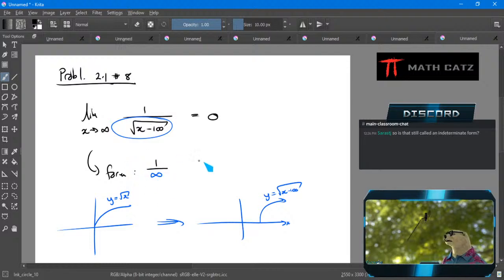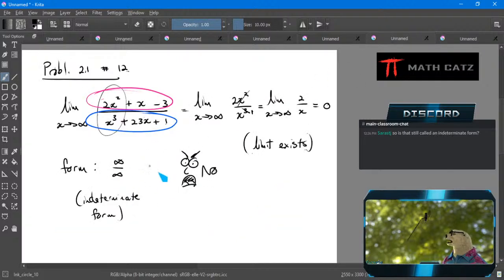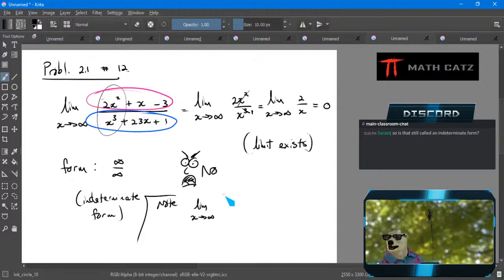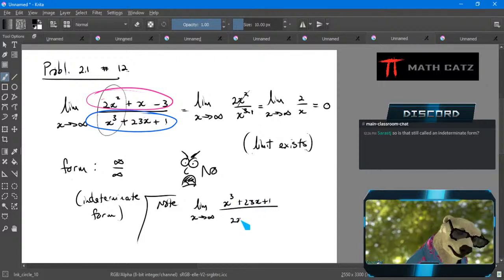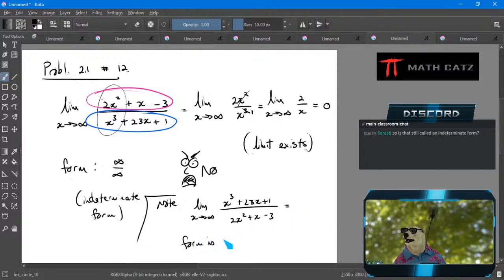This is not an indeterminate form. An indeterminate form is one where the form does not tell me the answer. Look at this. This indeterminate form came from this rational function, but if I flipped it around, let's note here, if I looked at the limit, same x behavior, but I flipped the numerator and denominator, 2x squared plus x minus 3 in the bottom and 23x plus 1 on top. The form is still infinity over infinity, right? They're both individually going to infinity.